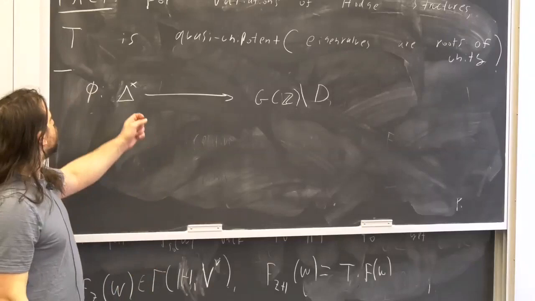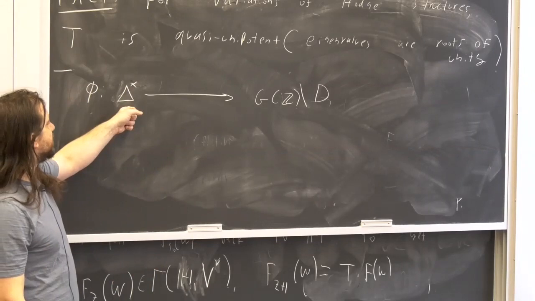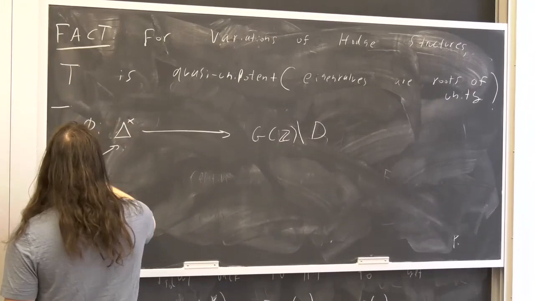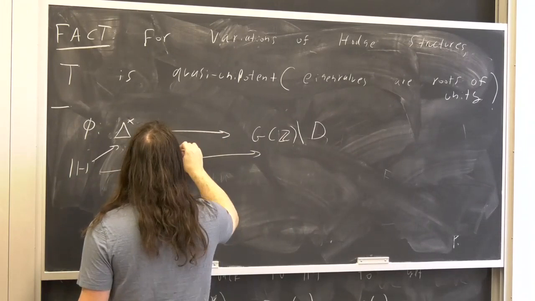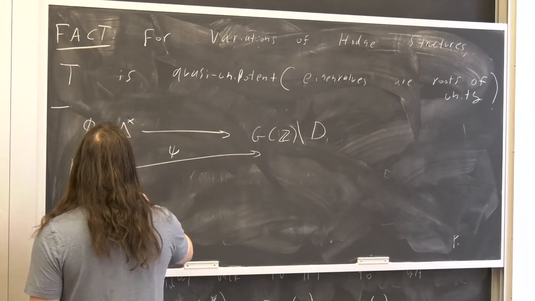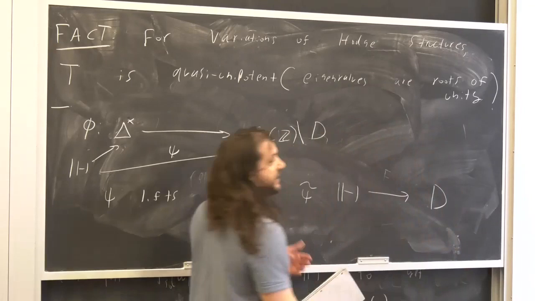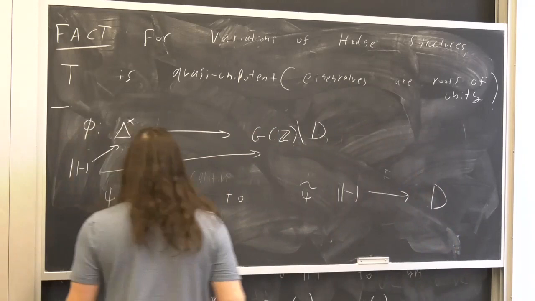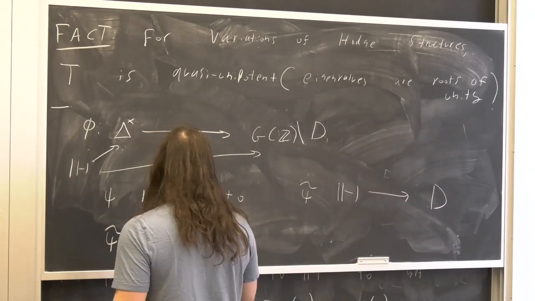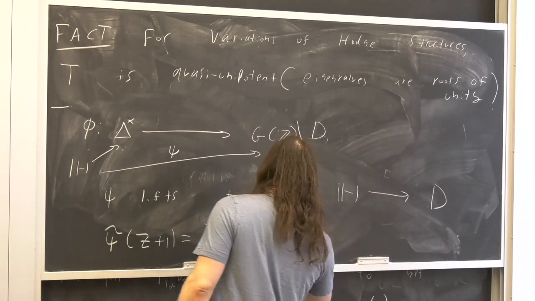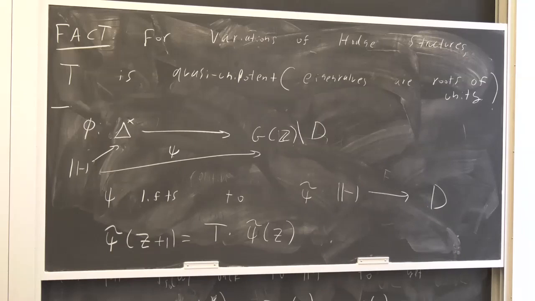Now, we'd like to get something just of delta star mapping to D, but we can't because of monodromy. If we pull back to the upper half plane, we call the composite map C, and C lifts to some C tilde from the upper half plane to D, because the upper half plane is simply connected, so we can lift through the universal cover. And this will satisfy that C tilde of z plus one is equal to T acting on C tilde of z. Now you're acting on the Hodge structure, which is built out of periods. So once you know how you act on the period, you act in the same way on this sort of Grassmannian thing built out of periods.